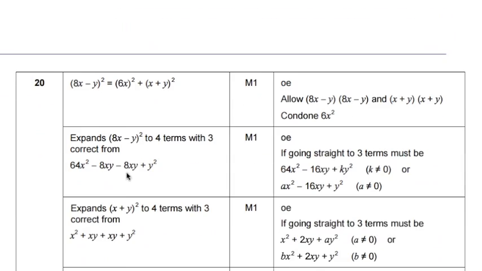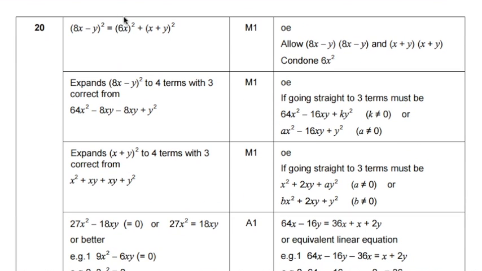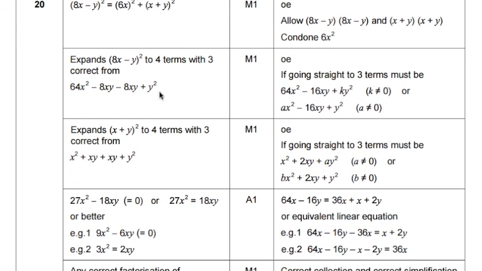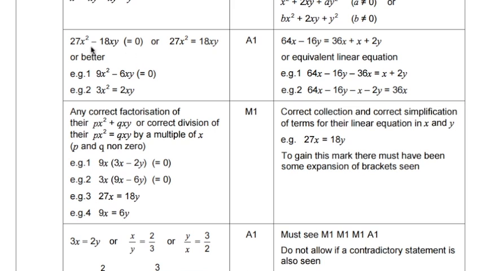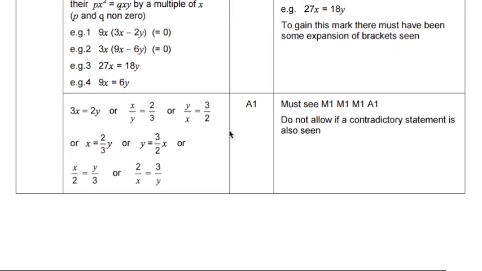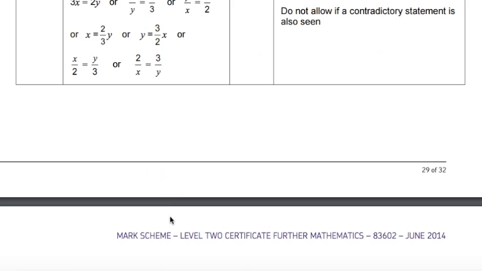So you get marks for setting up the equation. Sorry, you get a mark for expanding your c squared. A mark for expanding x plus y squared. So you've already got 3 marks for the start bit. A mark for kind of getting it all on one side or having it equal to each other. A mark for factorising and dividing, which is what we did. Okay, e.g. 27x equals 18y. And a mark for any of these, which proves it. So we got to this and then said this. So either's fine.